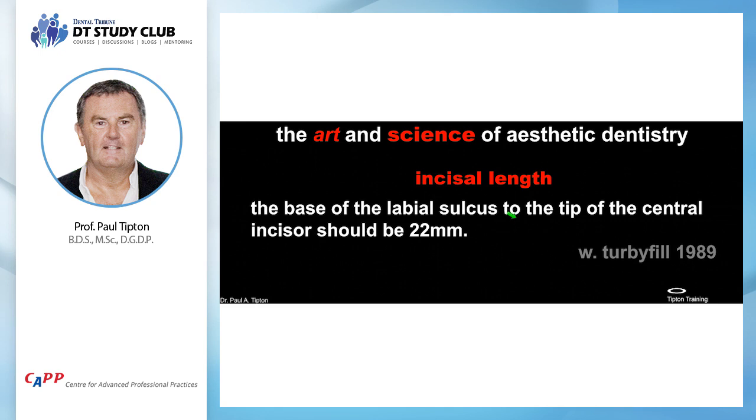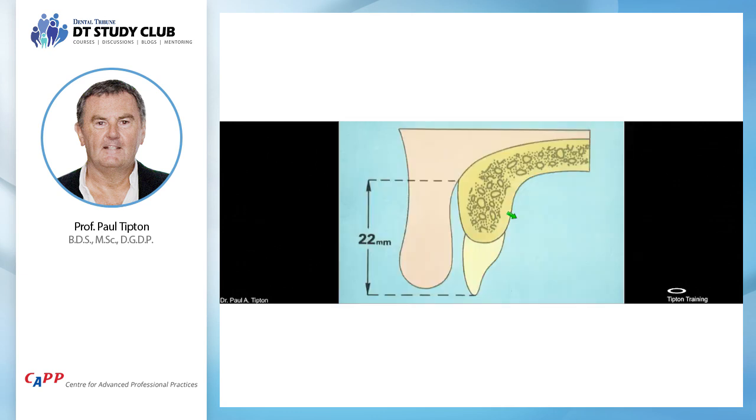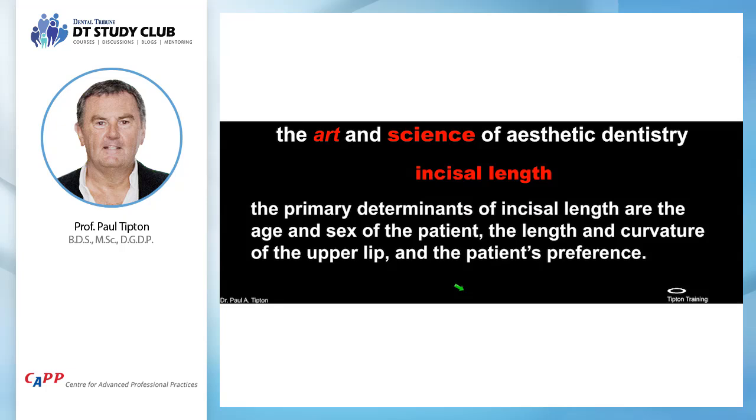If we're doing an anterior bridge, whereabouts should the centrals go? Anteroposteriorly, incisogingivally, whereabouts should they be? We need to have some indication. We need to understand what central incisors look like. Another one, the base of the sulcus to the incisal edge, 22 millimeters. So we have lots of information, and the incisal length, if we make it too long, it doesn't look right.